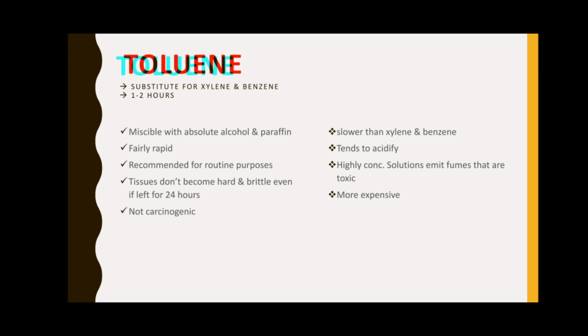Tissues do not become excessively hard and brittle even if left in toluene for 24 hours, and this one is not carcinogenic. However, it is relatively slower than xylene and benzene and tends to acidify in a partially filled vessel. This will also emit fumes that are toxic upon prolonged exposure and is more expensive than xylene.